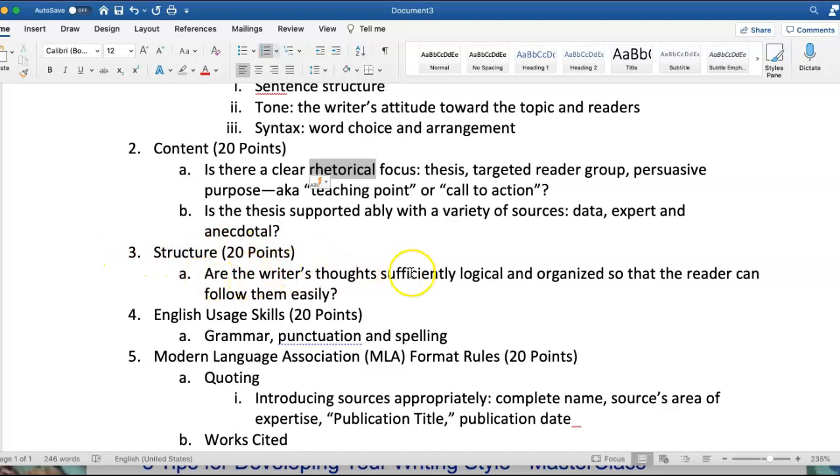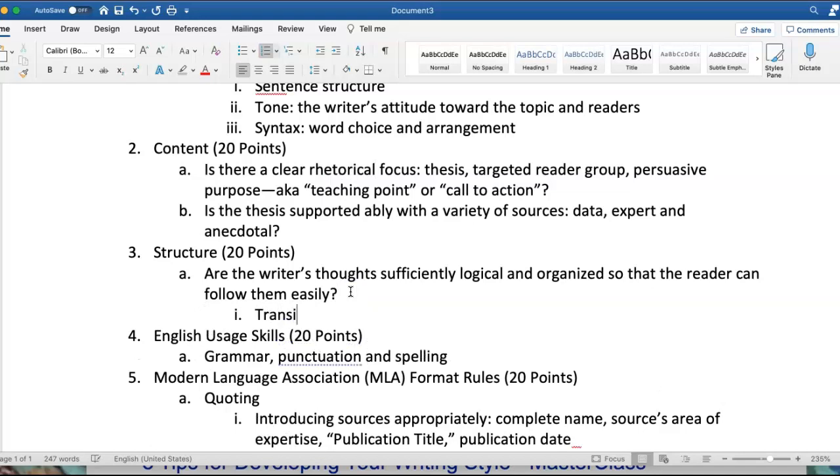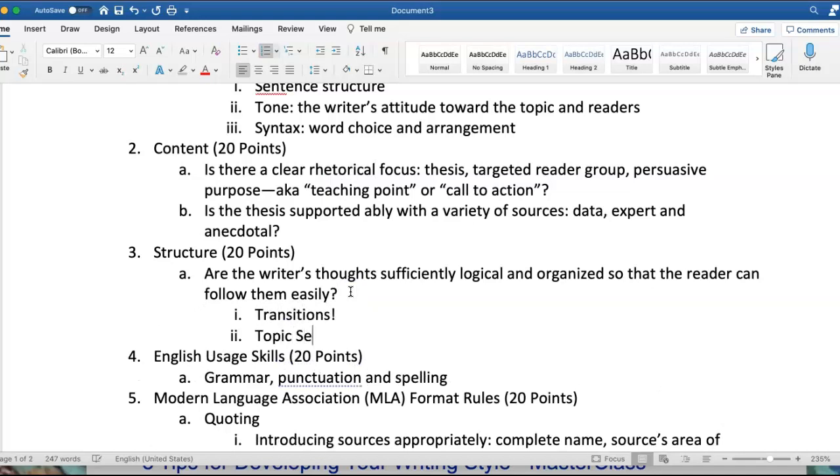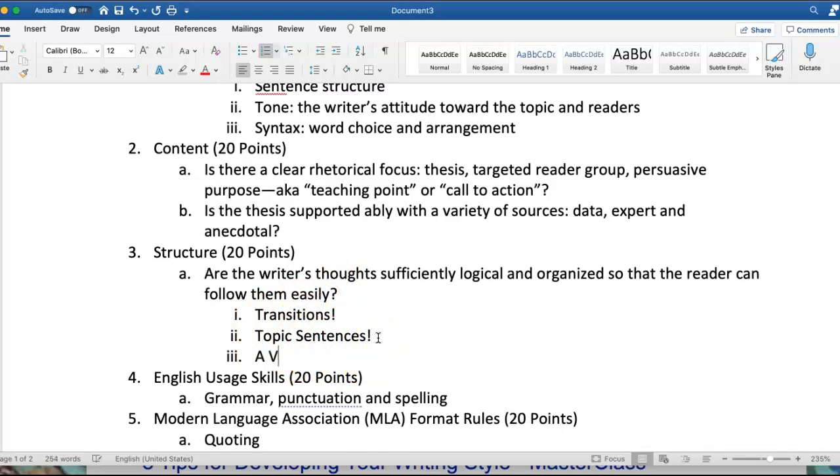The third aspect, moving down, is structure, 20 points. Are the writer's thoughts sufficiently logical and organized so that the reader can follow them easily? What would be part of structure? What would be super important would be transitions and topic sentences. These are what you would want to look at, and also a variety of paragraphs. You don't want too many long paragraphs in a row, or too many short paragraphs in a row.